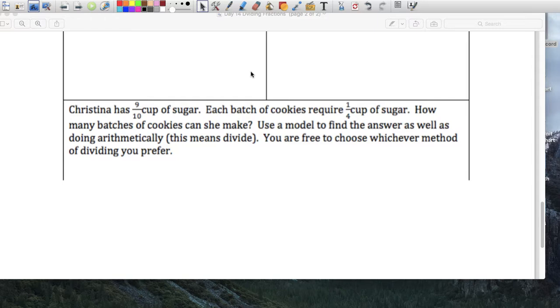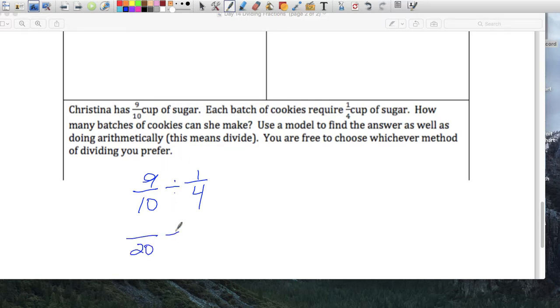She has 9/10 cup of sugar. Each batch of cookies requires 1/4 cup of sugar. How many batches of cookies does she have? This means divide. So 9/10 divided by 1/4, because that's how many you have. You want to cut it up into 1/4. So how many times can 1/4 go into 9/10?